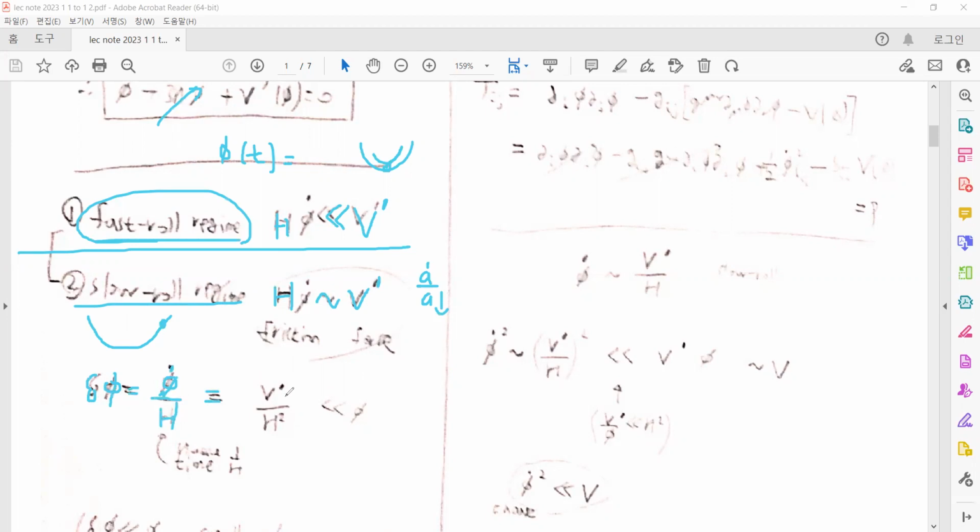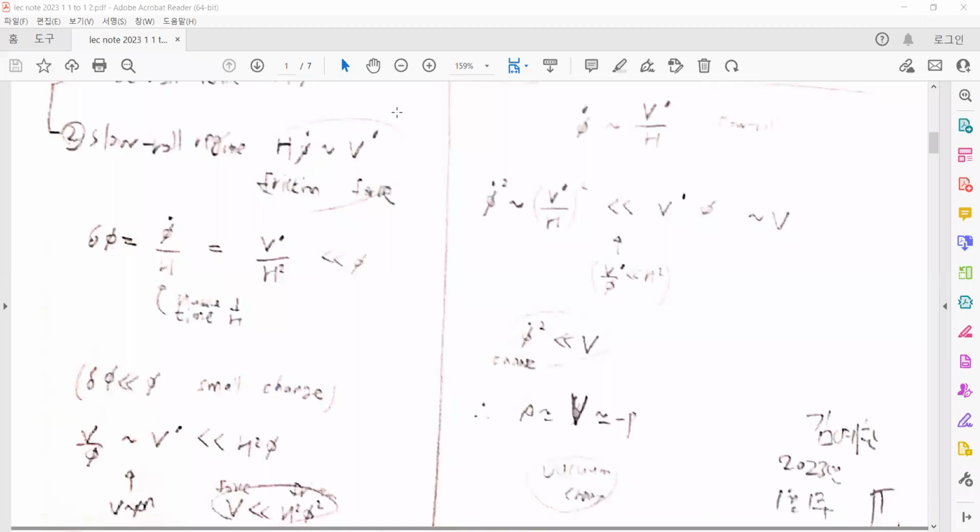If H phi dot has a scale comparable with the slope of the potential, then phi dot over H can be written as V prime over H squared. And if delta phi is extremely small compared with the value of phi, it is the condition of slow roll.